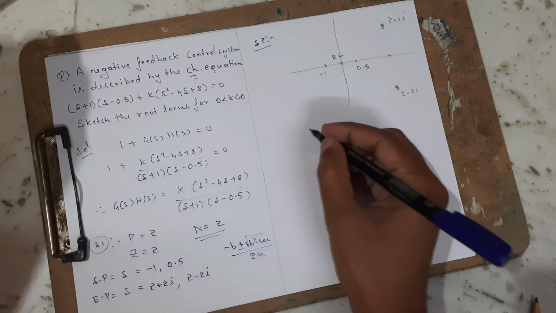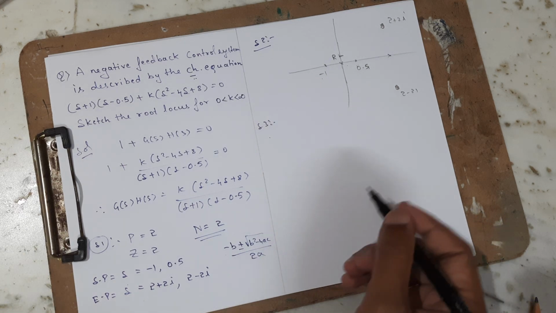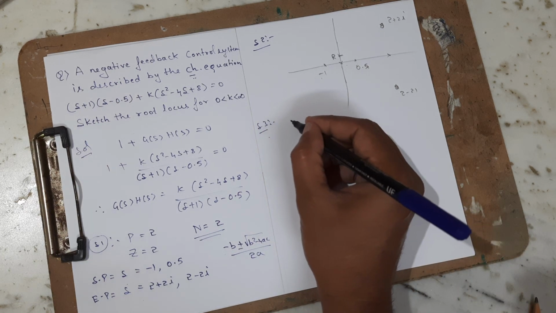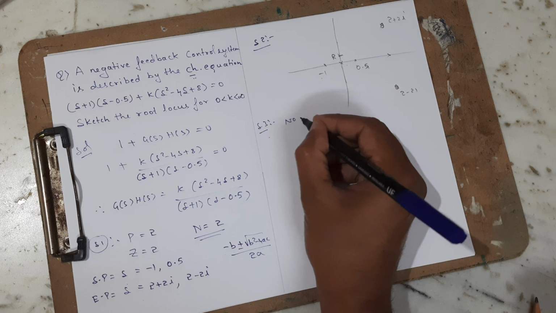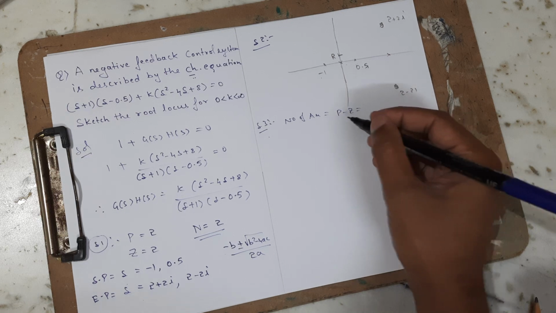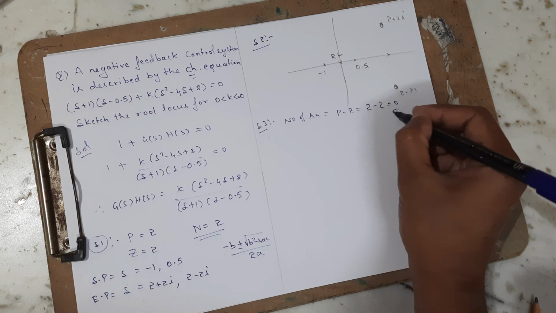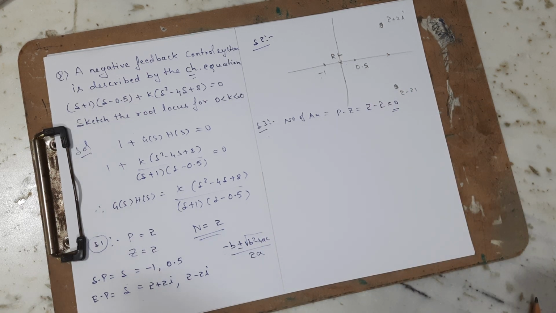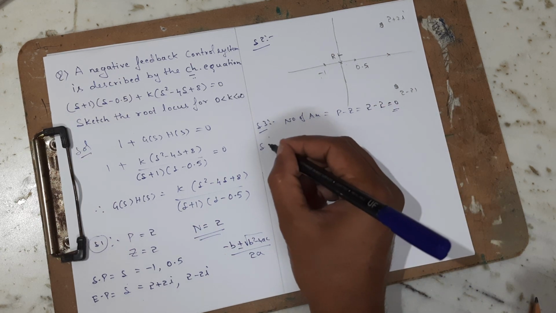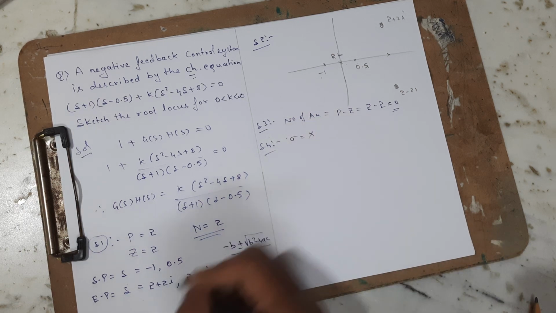Step number 3 is to find the number of asymptotes. In this case there are no asymptotes, because the number of asymptotes is equal to P minus Z. Here the number of poles is equal to 2 and the number of zeros is equal to 2. Therefore the number of asymptotes is equal to 0, so there is no need to find them. Step number 4, finding the centroid, is also not required.